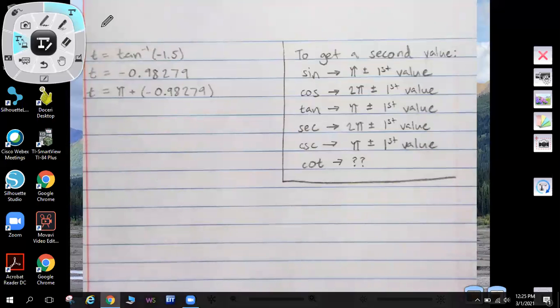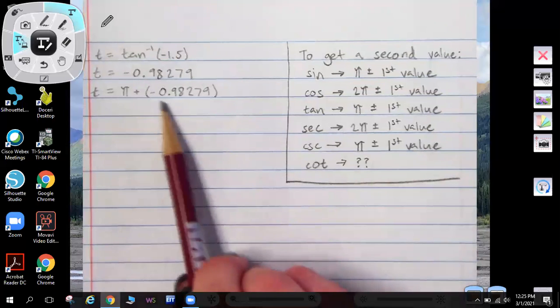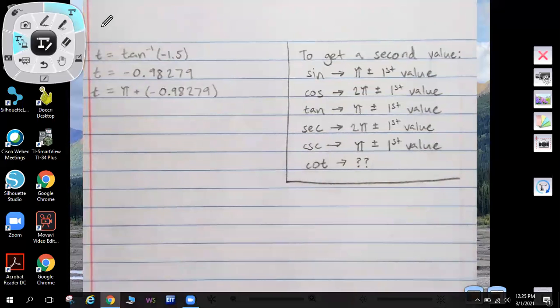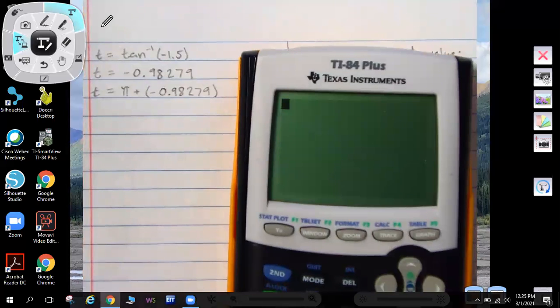So to get our second value, we're doing pi plus the first value. We get 2.158880.